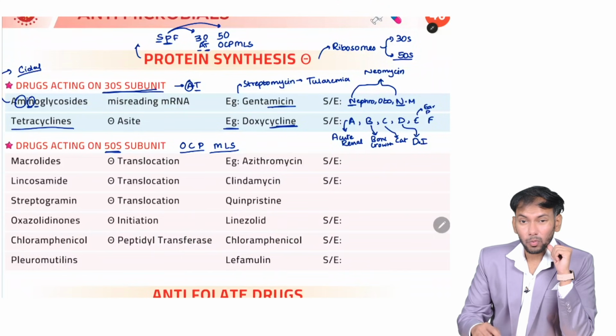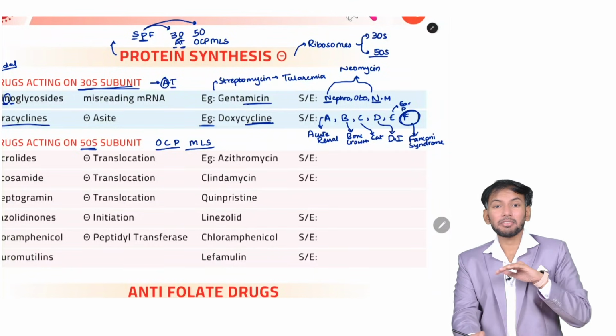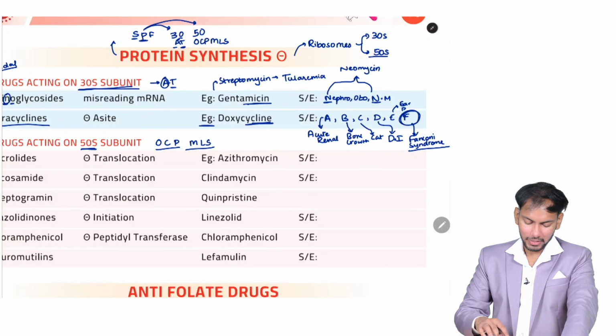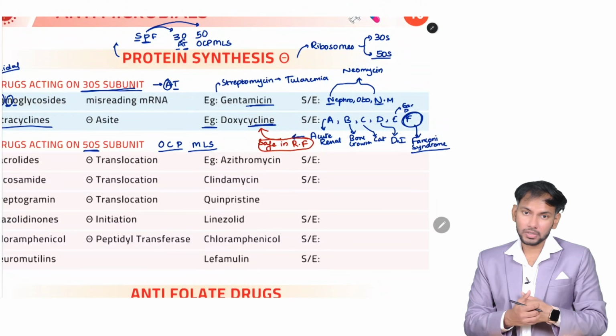What is important in all of this is F. F is Fanconi syndrome. How do you get Fanconi syndrome? Whenever you take an expired tetracycline, it will cause Fanconi syndrome. Please remember this. Now, in acute renal failure, which tetracycline is safe? They will ask you. That is doxycycline. Doxycycline is safe in patients with renal failure. Which tetracycline can you use? Only doxycycline.